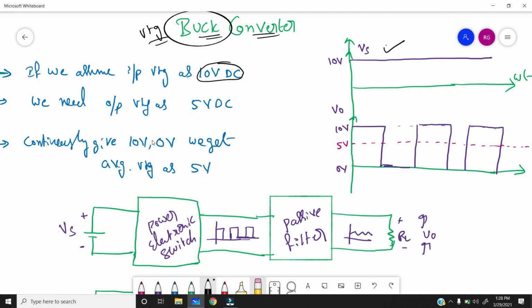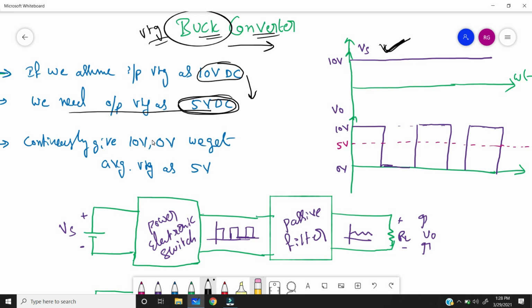I am taking the 10 volts input. Here buck means we need to reduce the input. So the input is 10 volts, but we need the output to be 5 volts. That is the buck operation, right? Buck means we need to decrease the voltage. Here the input is 10 volts and in output, I need 5 volts.